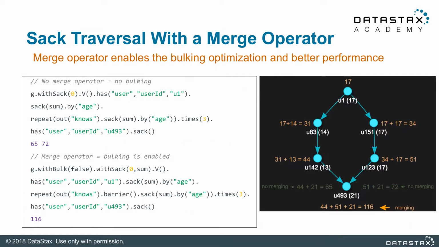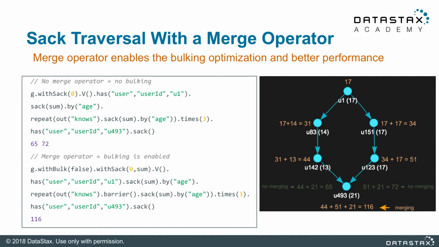In the second example, we want to define a merge operator. We start by saying g.withBulk(false).withStack(0, sum). I'm going to cover what is occurring with the initialization of withBulk false a little later. The important part to note here is the definition of the merging operator within the withStack statement. We are indicating that the merging operator here will be sum. That means when 2 traversers need to bulk or combine from 2 into 1, we will merge the stack values by adding them up. Next, we want to start our traversal at user U1 and add U1's age into the stack. Again, we repeat this 3 times, walking out the nose edges and adding the users' ages into the stack.